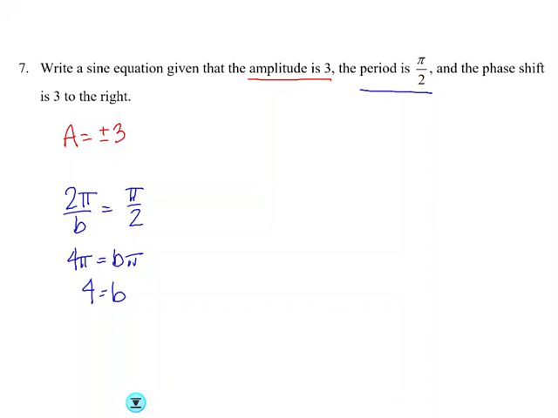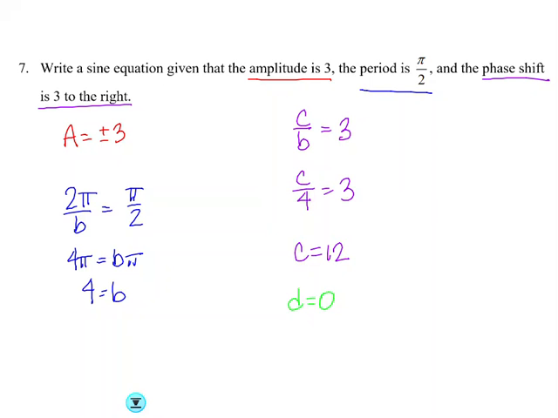Phase shift is another way of saying a horizontal shift. So we're going 3 to the right. We know that c divided by b will give us our horizontal shift, and we just found out what b is. So we can plug that in. We get c equals 12. It does not say anything about a vertical shift, so we'll assume that d is 0.